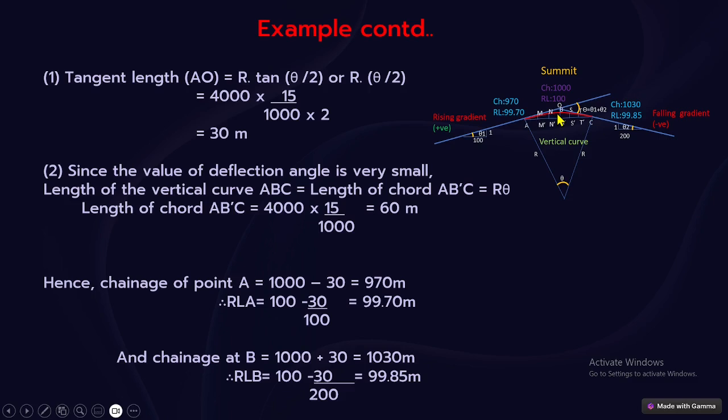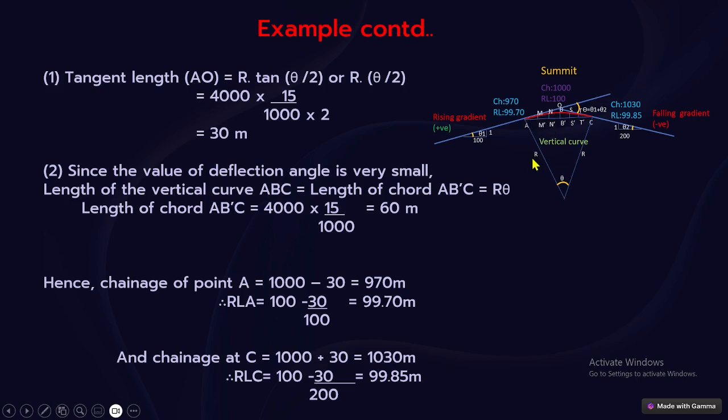As we have already discussed, the arc length equals R into theta, where theta is the angle subtended at the center. As you all know, the deflection angle equals the angle subtended at the center, so theta is the same. Theta we already know is 15 by 1000. Once you know theta, we can find the arc length: R theta equals the arc length.